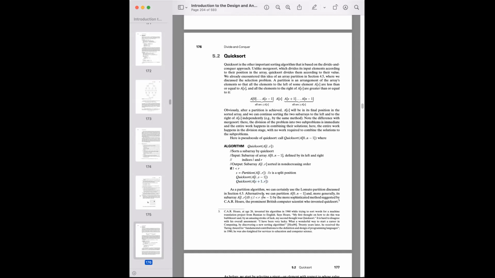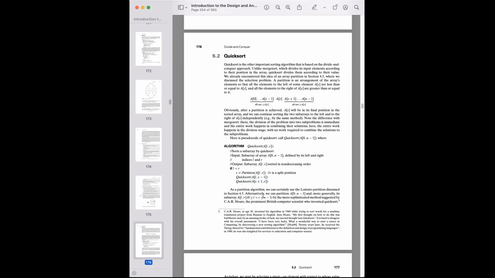this other one that was suggested by C.A.R. Hoare, who is a really prominent British computer scientist. You see his name a lot. He also had, seems like a son or something, Tony Hoare, who's still around. I think at least he was fairly recently.